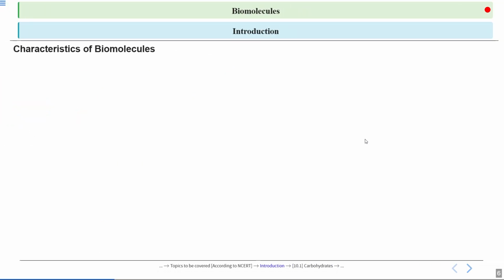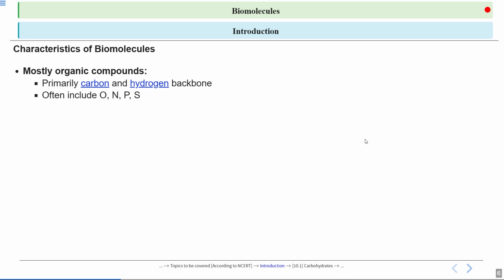Now we are going to see the characteristics of biomolecules. So first key feature is that biomolecules are mostly organic compounds. Okay, organic compound means they are primarily made of carbon and hydrogen atoms, which form the backbone of these molecules. Now in addition to carbon and hydrogen, biomolecules often contain other elements like oxygen, nitrogen, phosphorus, and sulfur.